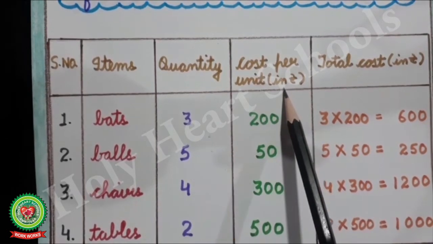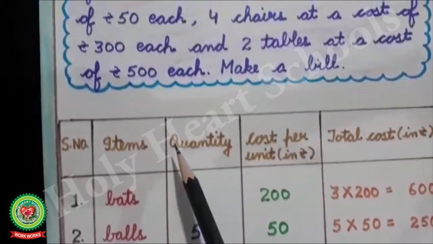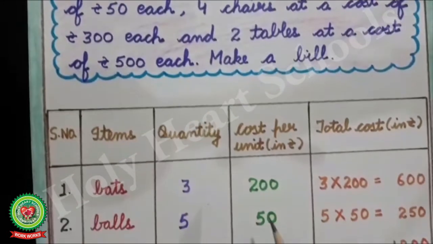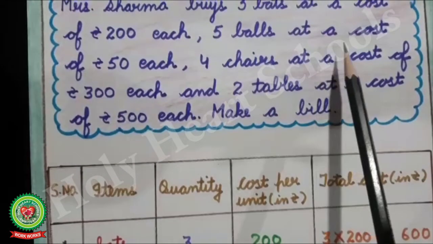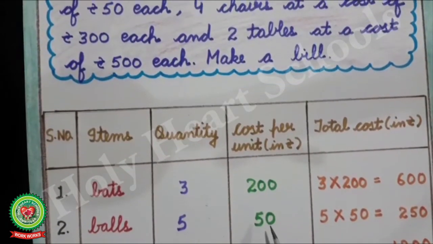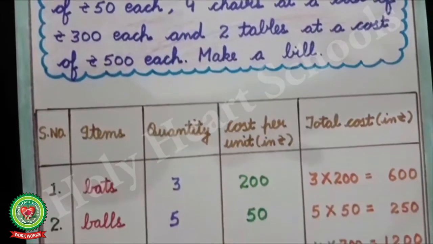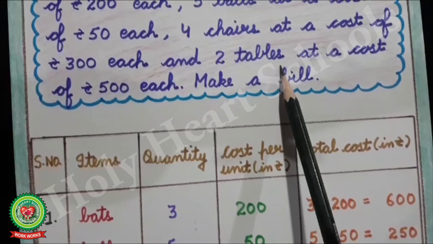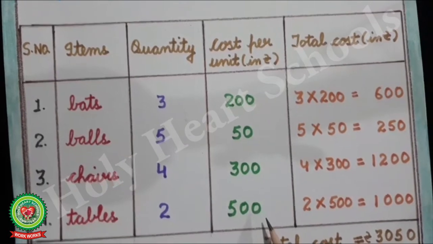Then moving towards the fourth column, in which you have to write down the cost of each item. Cost of each bat is 200. So write down 200 in front of bats. Then cost of each ball is rupees 50. So write down 50. Then cost of each chair is 300. So write down 300. Then cost of each table is rupees 500. So write down 500 in front of tables.